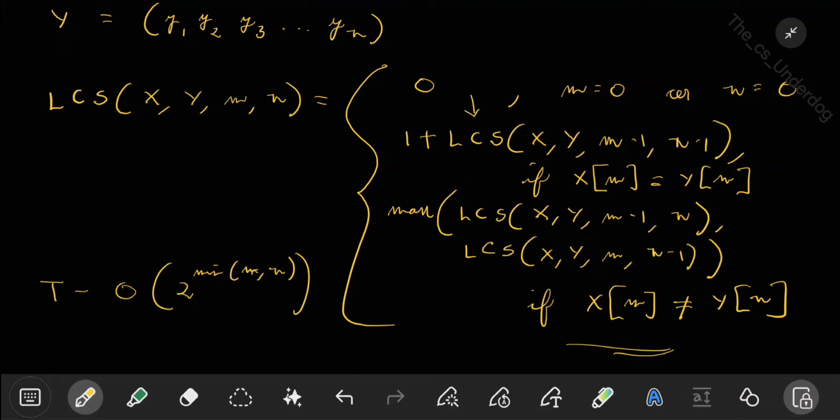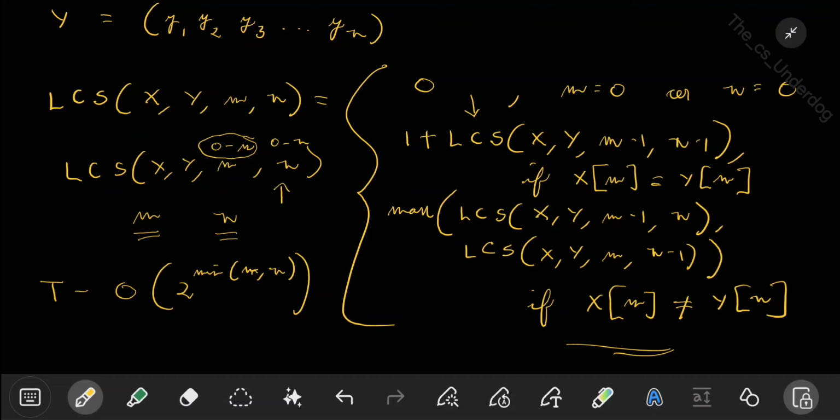If you see, each problem has to say LCS of x and y, which are constants. Then you have all possibilities for m from 0 to m, and for n you have all possibilities from 0 to n. That means there are m different possibilities for the size of x. Similarly, there are n different possibilities for the size of y.